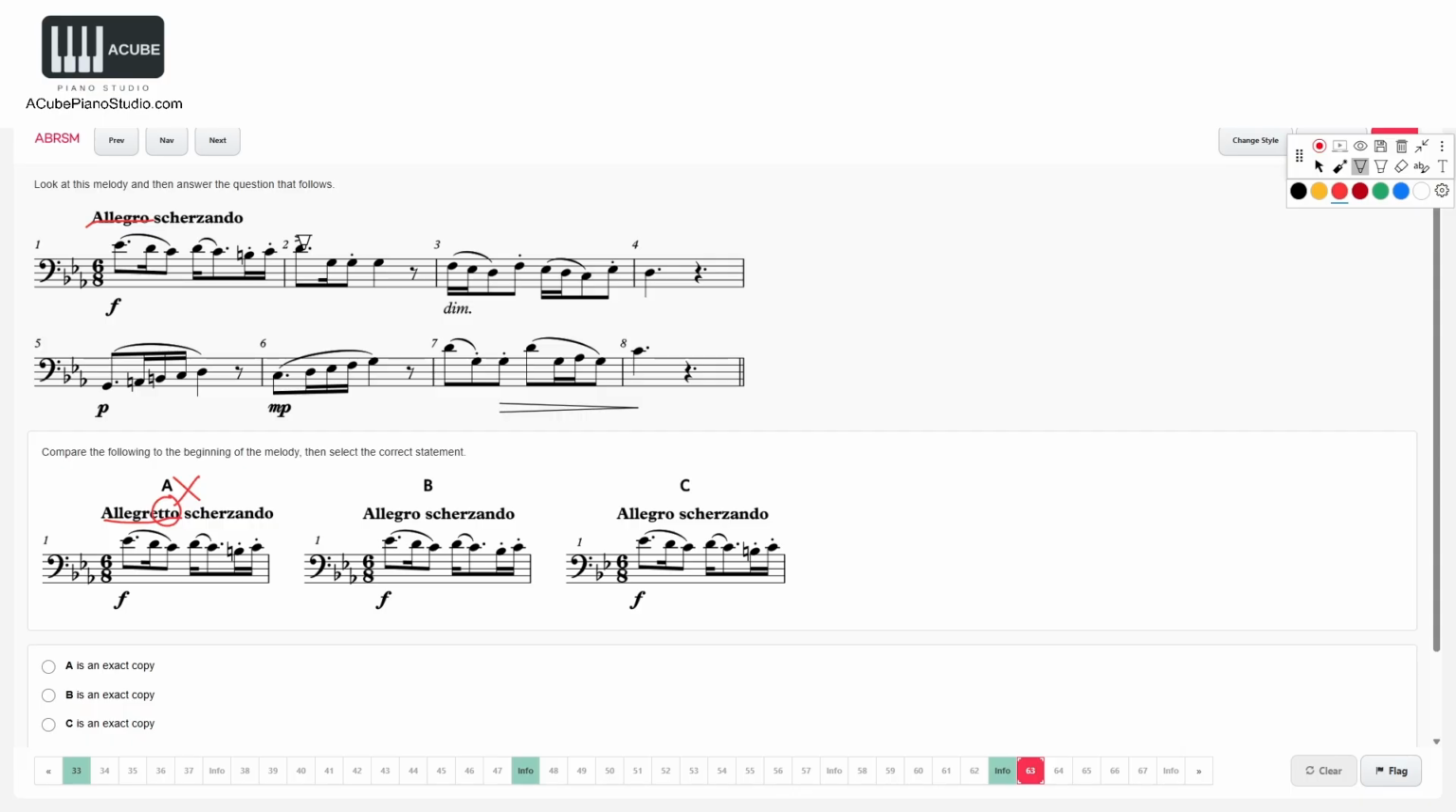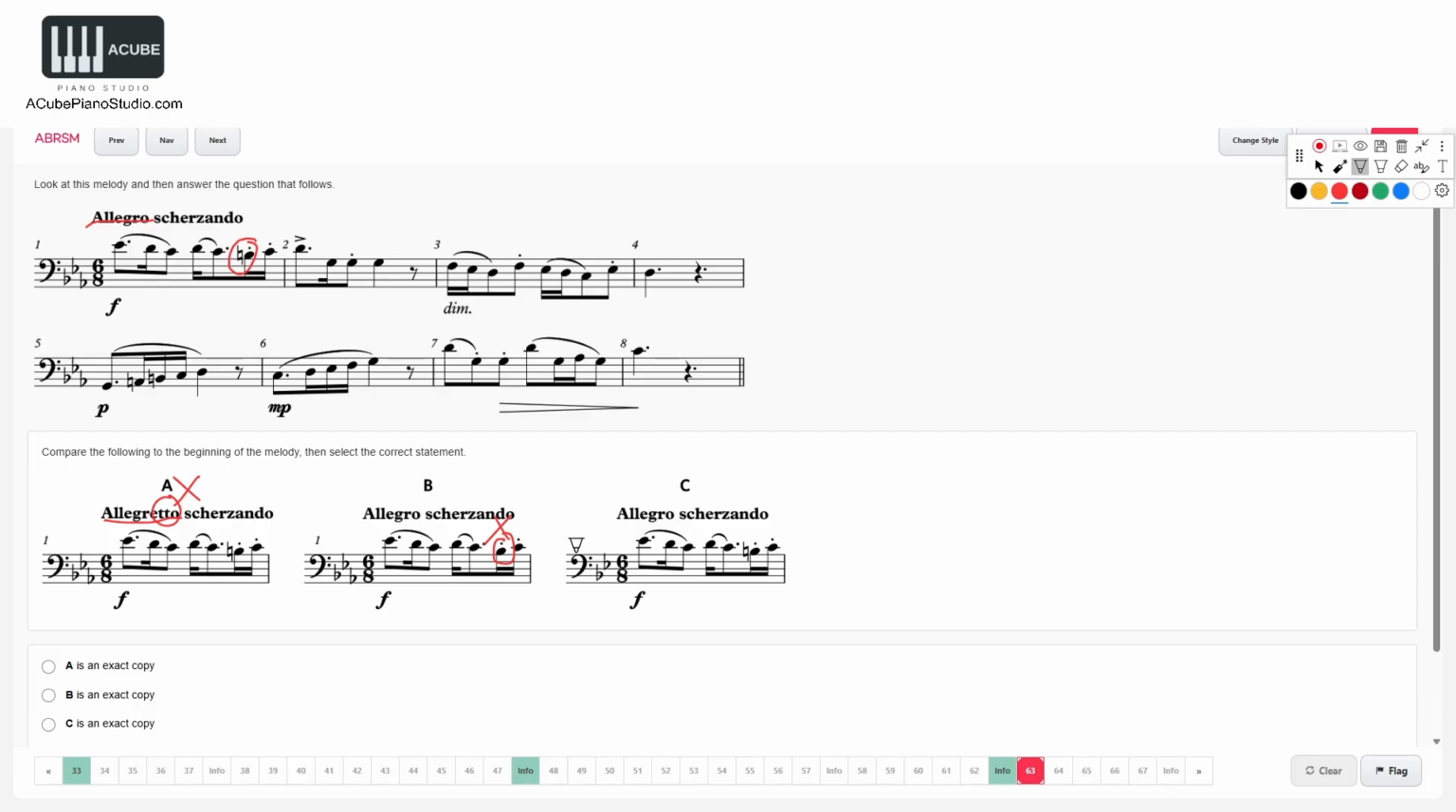Okay, they are the same notes. Once I've checked the same notes, I check the accidentals. Then you notice that this has a B natural, but there isn't. So for this note, I'm going to play B flat. Because of this, it is not an exact copy of this one here. So B is not an exact copy of the beginning of the melody.